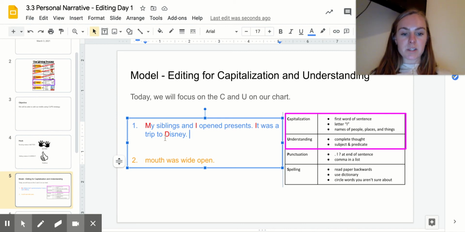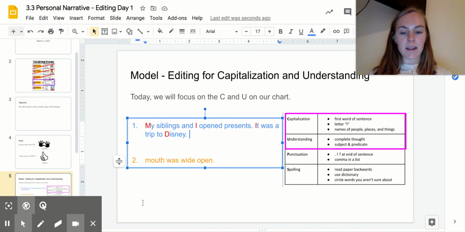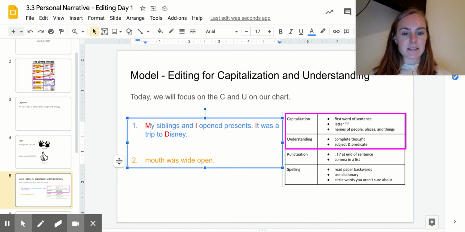It was a trip to Disney. What is my subject? It. That means the present is it. Okay, so it is my subject. And then what is my predicate? Was a trip to Disney. That is my predicate. That makes a complete thought. That makes a full sentence. Okay, let's look at my second sentence.